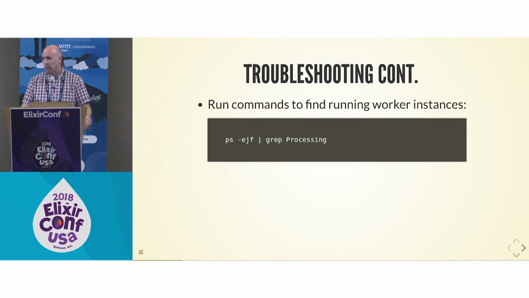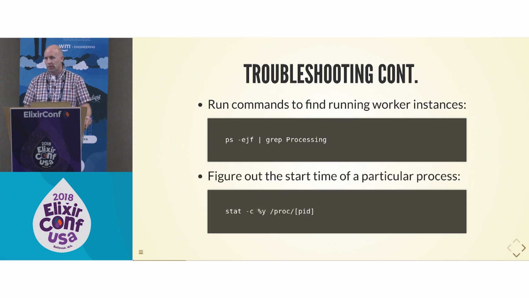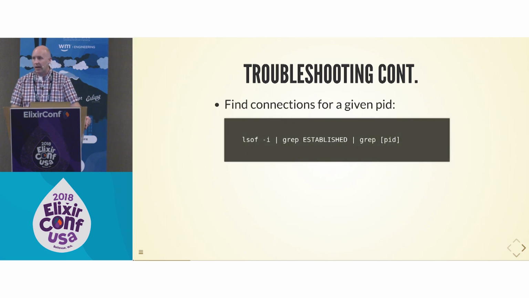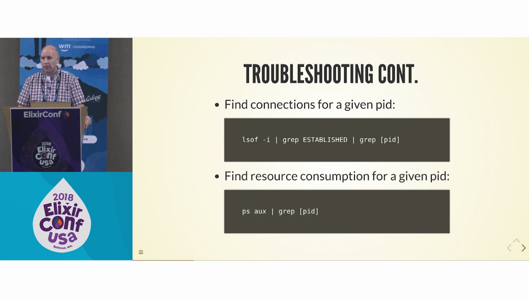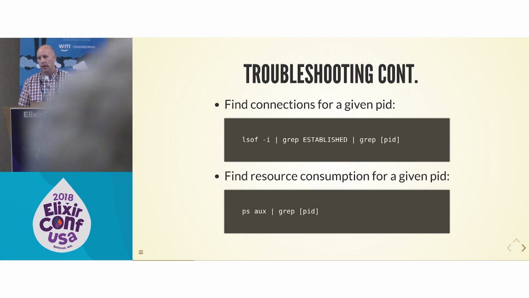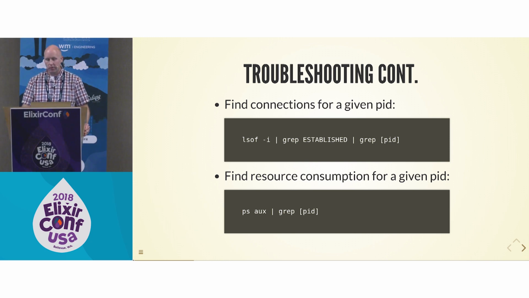So typical commands that we might run to figure out what kind of processes are running is ps, and then we could filter that to find the process that we're interested in. We also could figure out the start time of a process by using the stat command and passing in the PID. We could find connections for a given process by using lsof and filtering for the PID. And we can also find generic resource consumption for a given PID by using ps. This will give us our CPU utilization as well as memory utilization from an operating system perspective.